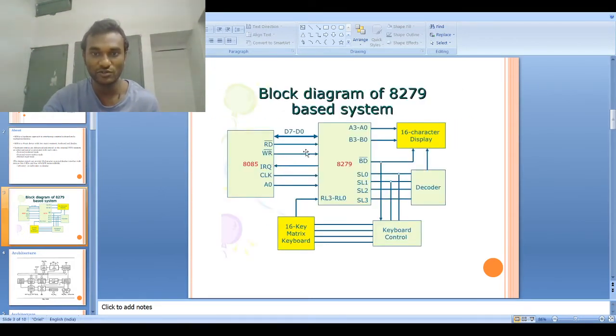This is the block diagram of the 8279 based system. It has 8 bidirectional data lines from D0 to D7, and read and write instructions are taken from the 8279 device, and the interrupt request is taken from the 8085. A0, A3, B0, and B3 are the output lines which are taken to the 16-character display device, and BD gives the instruction to clear the display. SL0 to SL3 are the scan lines, and RL0 to RL7 are the input data lines which take the input from the keyboard.